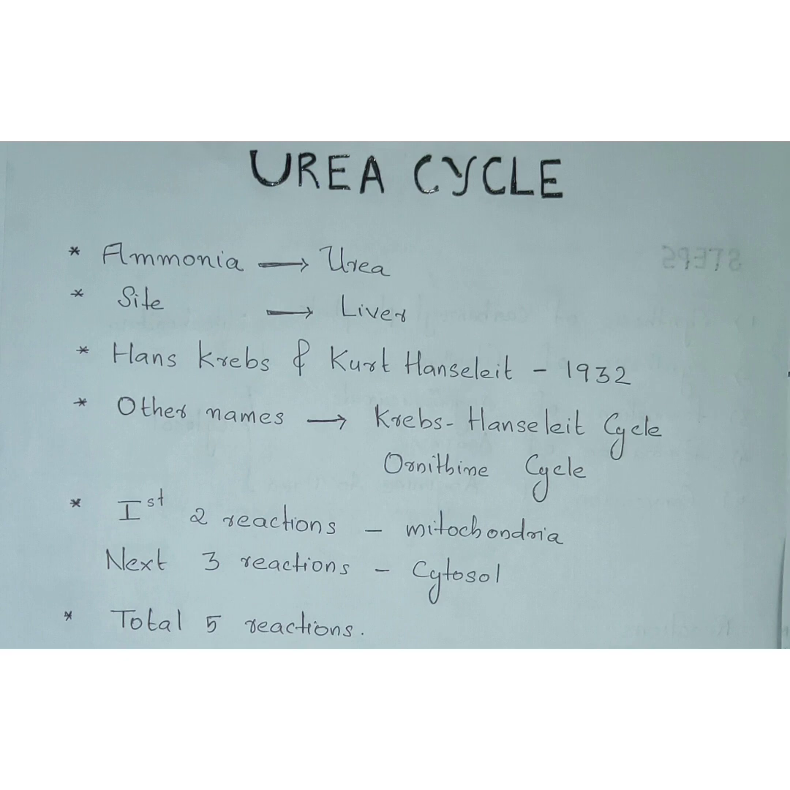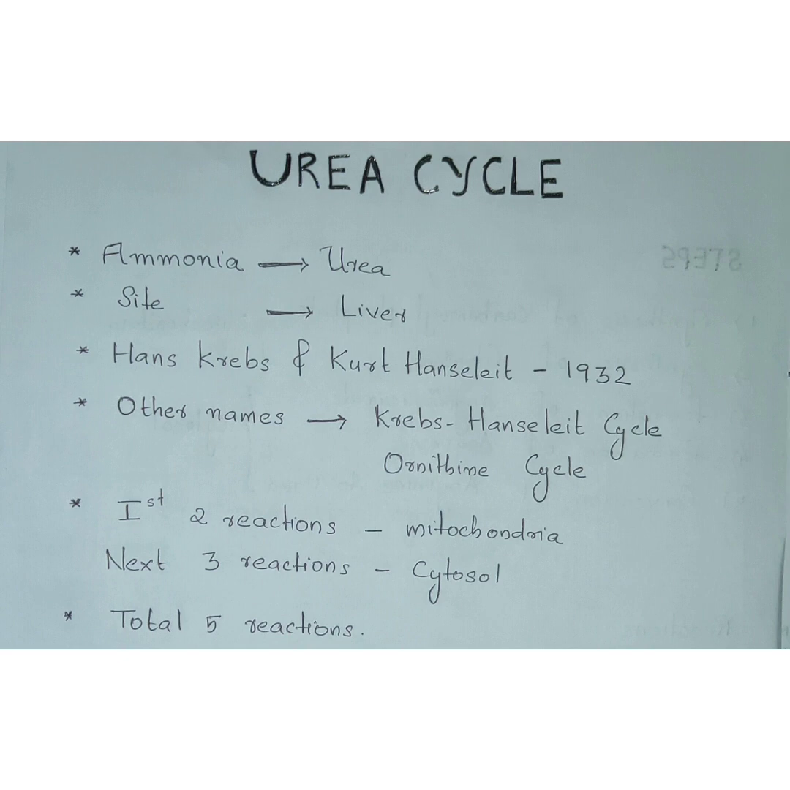So, what is the urea cycle? The urea cycle is a biochemical pathway in our body where ammonia gets converted to urea. It was first introduced by Hans Krebs and Kurt Henseleit in 1932. So after their names, this cycle is also called the Krebs-Henseleit cycle. This cycle is also known as the ornithine cycle because ornithine is the first member of this cycle.